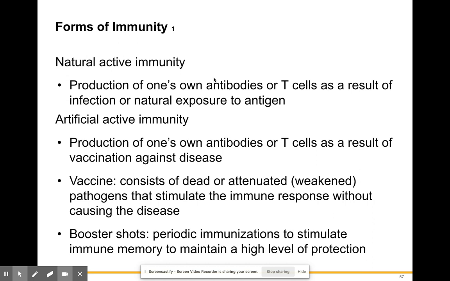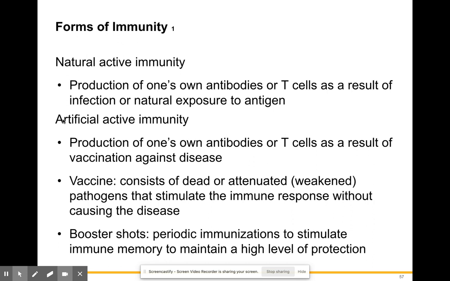So I don't need a vaccine for that, right? I was naturally exposed to that antigen and my body naturally produced antibodies for chickenpox so that if I was ever around anyone else again with chickenpox, I would not get chickenpox again. Shingles, there it is. It's shingles. That's when you get it when you're an adult. It all comes full circle. See, when you stop thinking about it, it comes to you quick.